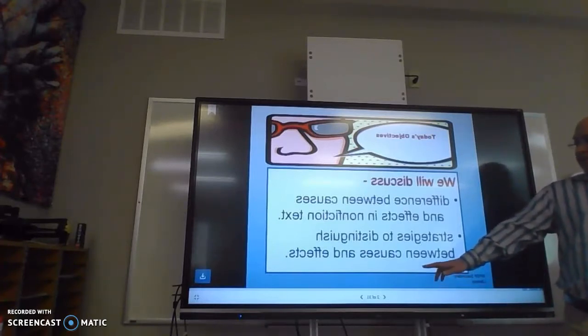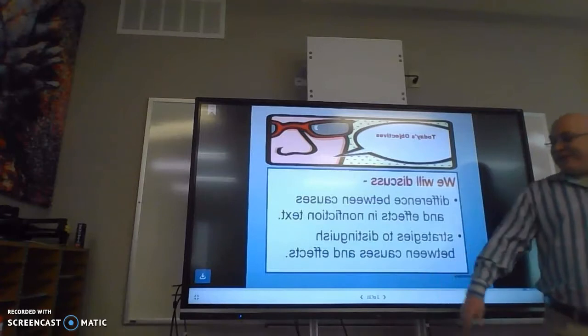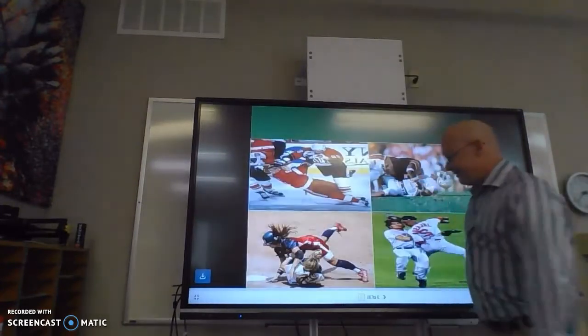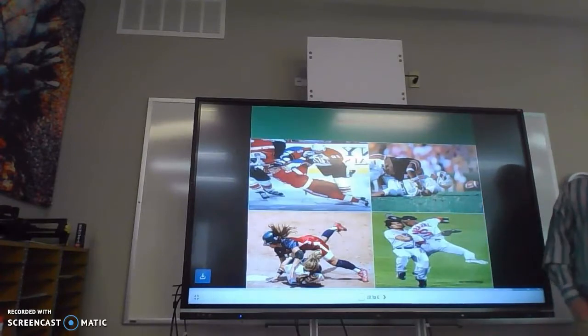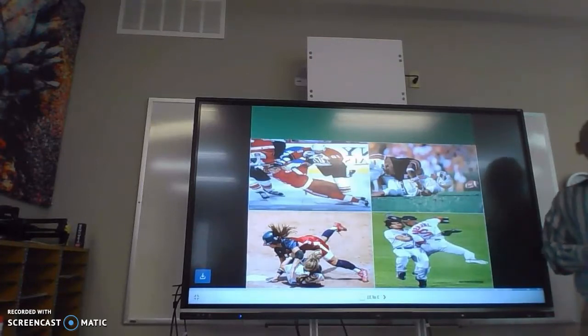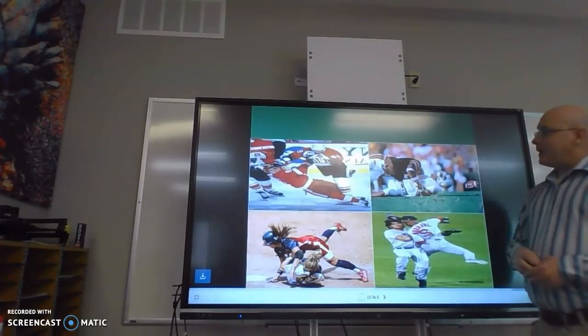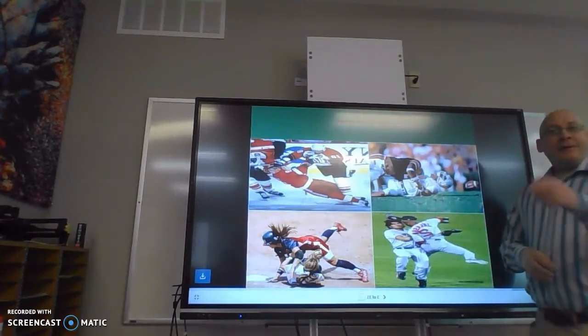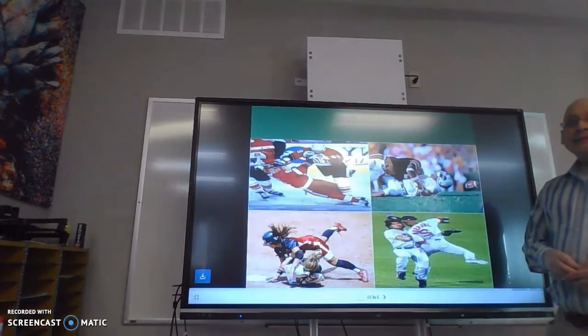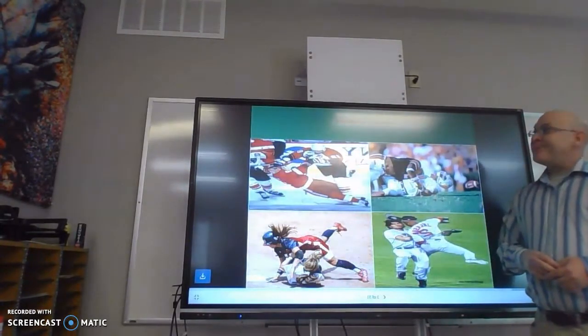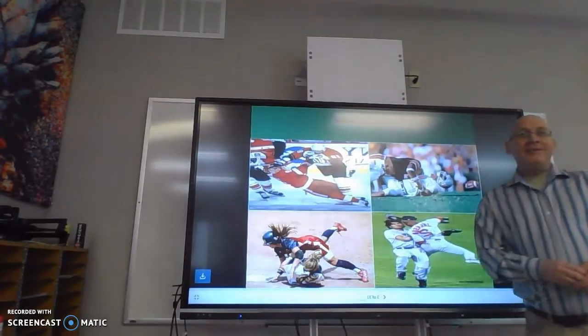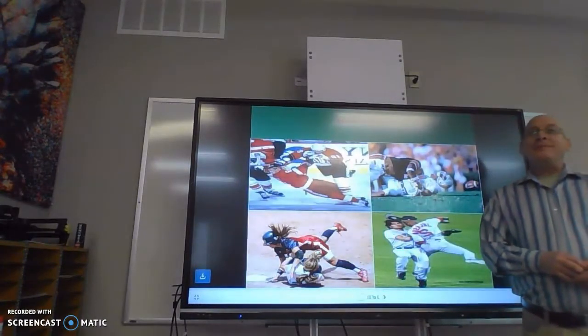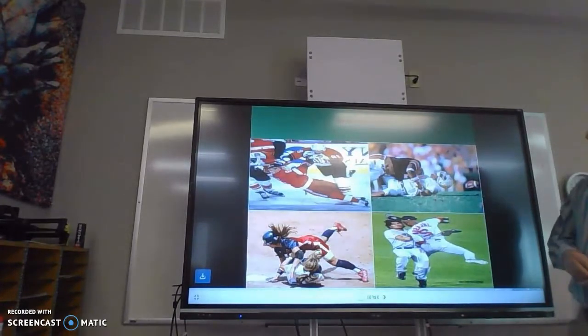Strategies to distinguishing between cause and effect. Look at these pictures. What do you think the effect of these pictures are? Zeke? People getting hurt. Okay, they could get hurt. Yeah. Noel? People are going to get seriously hurt. Seriously hurt. That is a possibility, yeah. Silas? They're going to fall to the ground. That's a definite. They're all falling to the ground.